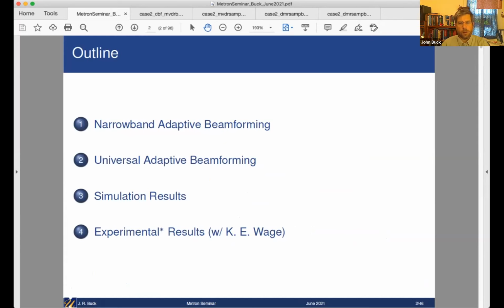So the outline: I'm going to talk about background on narrowband adaptive beamforming, and then universal adaptive beamforming, where we combine ideas from machine learning and maybe a little bit of information theory to get the new results. I will show you some simulations that show the value of these, and then some mostly experimental real data results from the Philippine Sea experiment. This was work done in collaboration with Kathleen also.